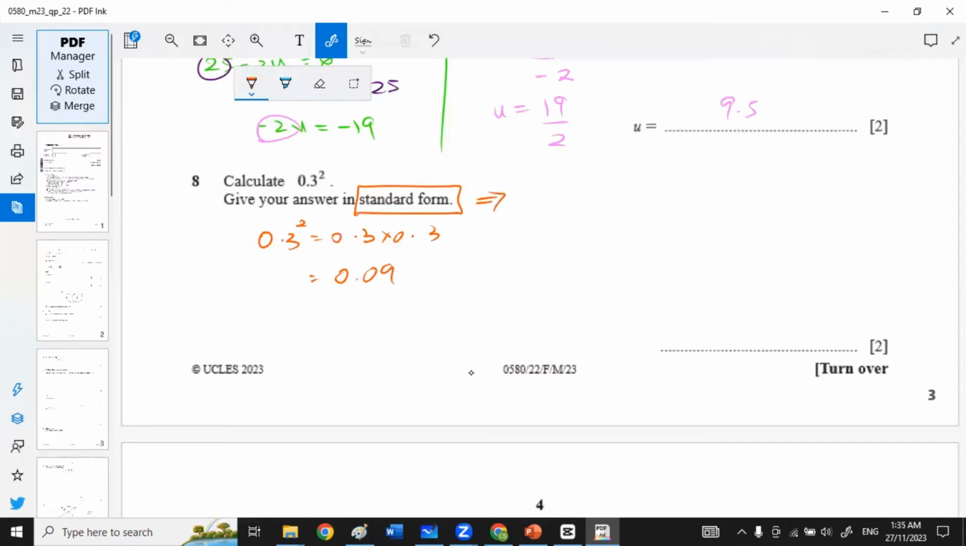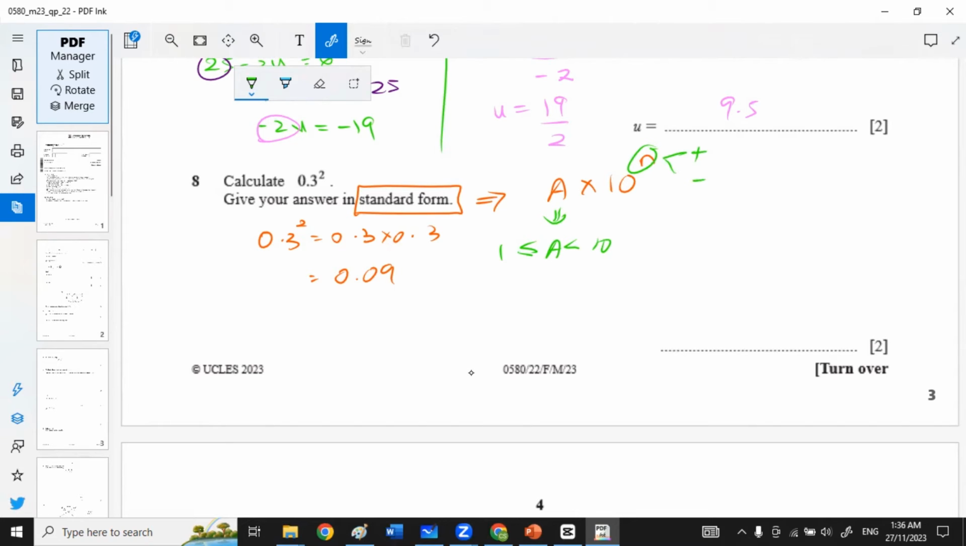Standard form basically is in the form of a times 10 to the power of n. The a needs to be between 1 and 10. It can be equal to 1, but it cannot be equal to 10. It should be less than 10.